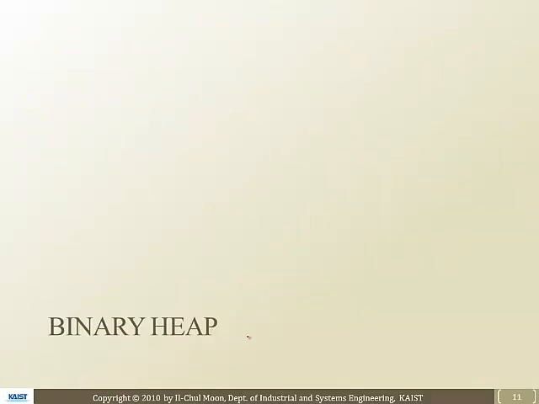So after this, we are going to understand and implement the binary heap. The binary heap is a perfect example of a balanced tree and of how to make a tree balanced. We are going to study this in the second part of this week.